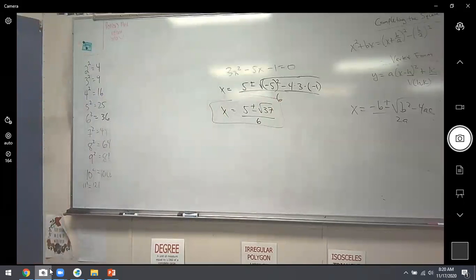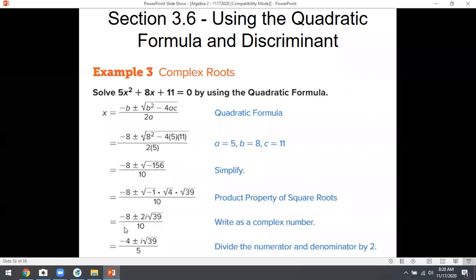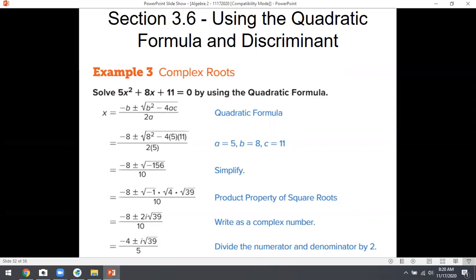And that's 2 answers again. Remember, the plus or minus means one answer is when you do the plus, one answer is when you do the minus. Try this one. Can't do it enough.